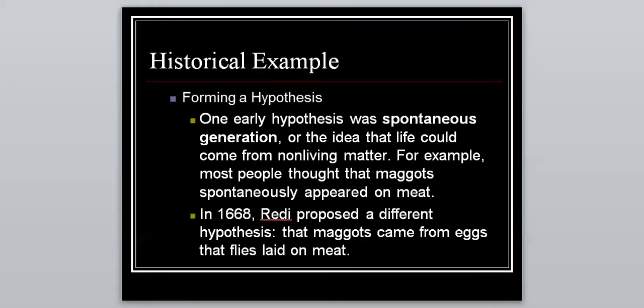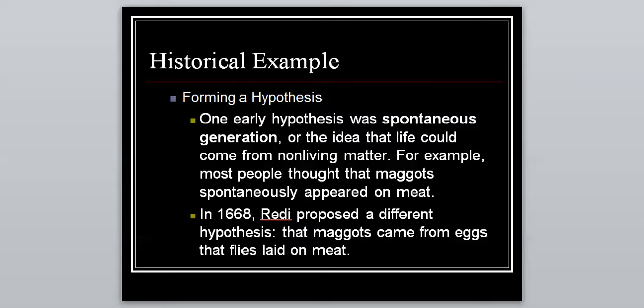Someone formed a hypothesis, and one early hypothesis was called spontaneous generation, the idea that life could come from non-living matter. Basically, life just appeared out of thin air, out of nowhere, almost like a genie said, let there be life, and there it was. For example, a lot of people thought that maggots spontaneously appeared on meat.